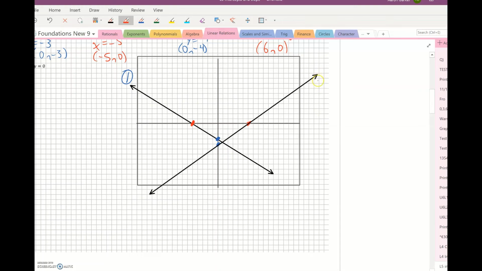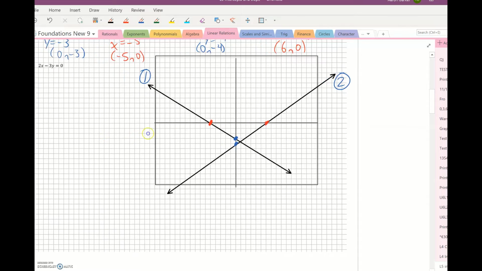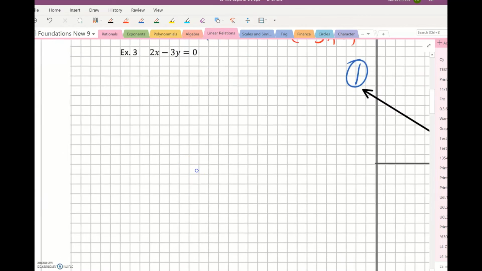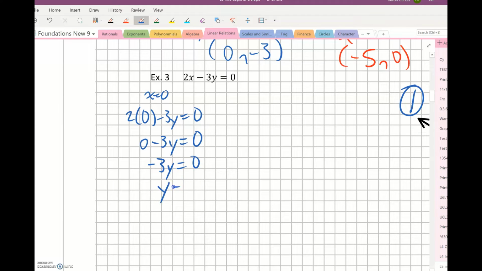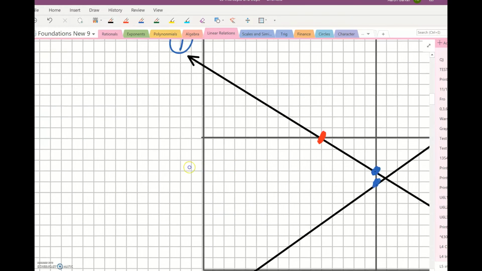And so that's example number 2. Okay, so I've labeled my lines. Last one here, 2x minus 3y equals 0. So let's set x equals 0. We get 2 times 0 minus 3y equals 0. It's kind of weird, eh? 3y equals 0, y equals 0. That's weird. Okay, so the point value then would be (0, 0). That's the origin. That's smack dab right in the middle.